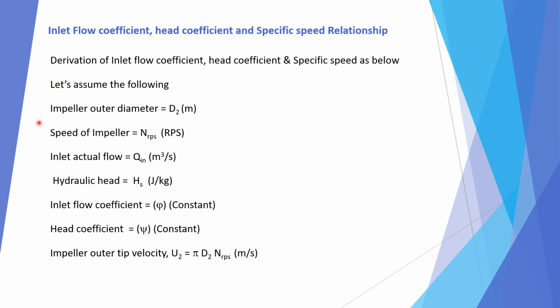So let's assume the following. Impeller outer diameter is D2 in meter. The speed of impeller is N RPS, that is, revolutions per second. Inlet actual flow is Q in meter cube per second. Hydraulic head HS is joule per kg. Inlet flow coefficient phi is a constant. Head coefficient psi is a constant. So impeller outer tip velocity U2, in meter per second, is equal to pi D2 N RPS.